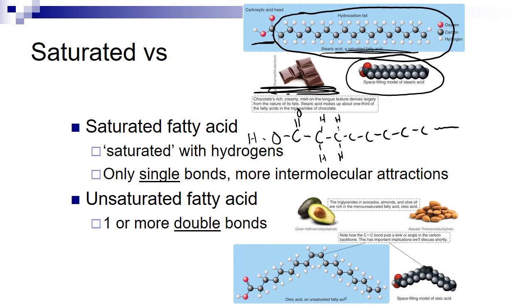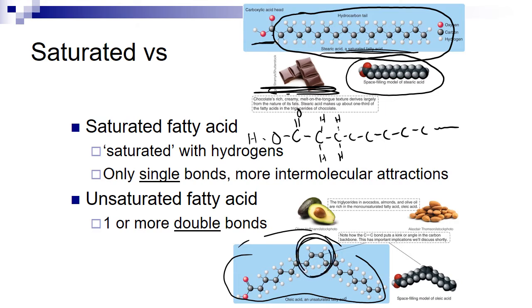Now we generally consider unsaturated fatty acids to be healthier. So we have some examples of avocados and also almonds. And down on the bottom, we actually have the structure drawn out. We have the ball and stick model, and then we have the space filling model. Now notice on this one, it's not a straight line anymore. There's a kink in it.